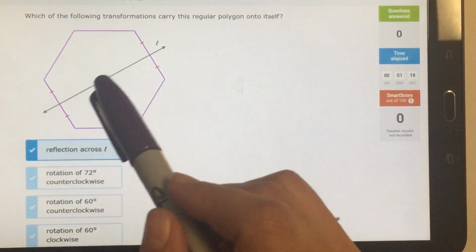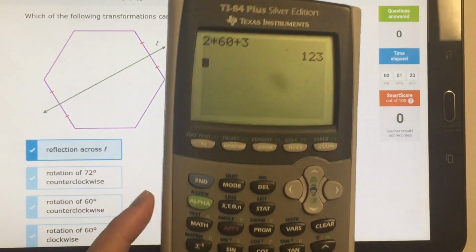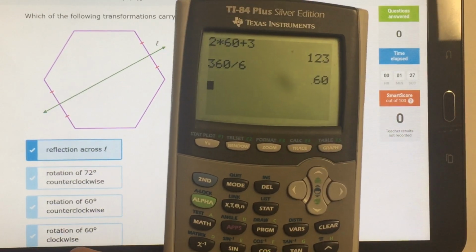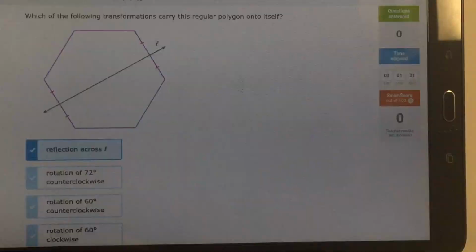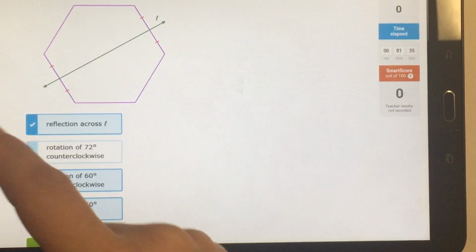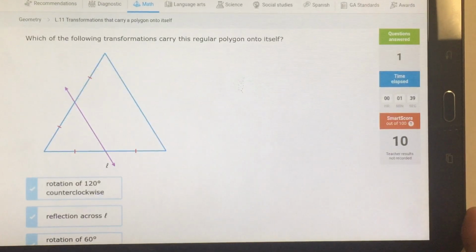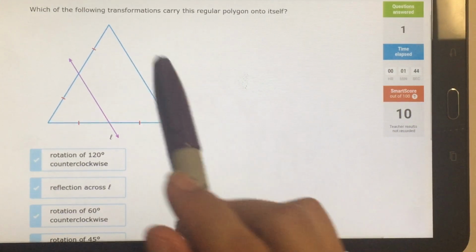So to find the rotational symmetry, all you would need to do is 360 divided by the 6 sides, which is 60. So every time you turn this 60 degrees, it will look exactly the same. If you turn this 60 degrees left, counterclockwise, or 60 degrees right, it doesn't matter, it's going to look the same. Okay. All right, so which following transformations carry this regular polygon onto itself?